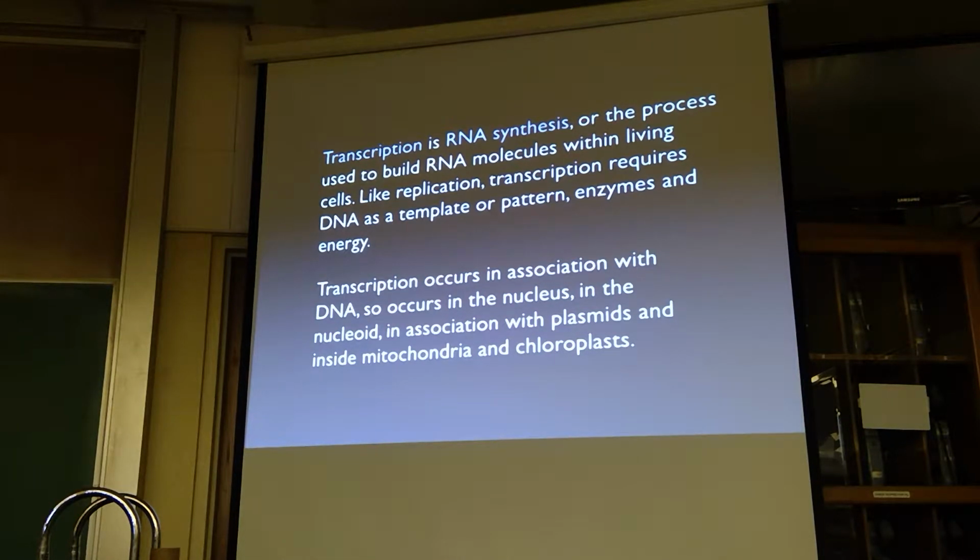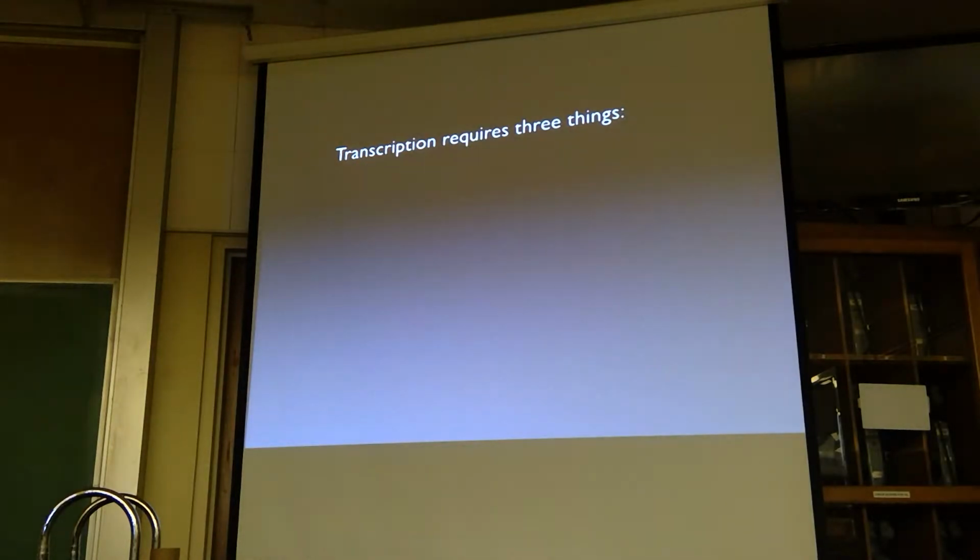So transcription is going to happen wherever DNA is. It's in the nucleus of a eukaryotic cell, it's in the nucleoid of a prokaryotic cell, but it's also associated with plasmids. Plasmids are small extrachromosomal loops, so they're not part of the chromosome. It occurs inside mitochondria, it occurs inside chloroplasts. Wherever there's DNA and information that needs to be copied, that's where transcription can take place. So a lot of different places.